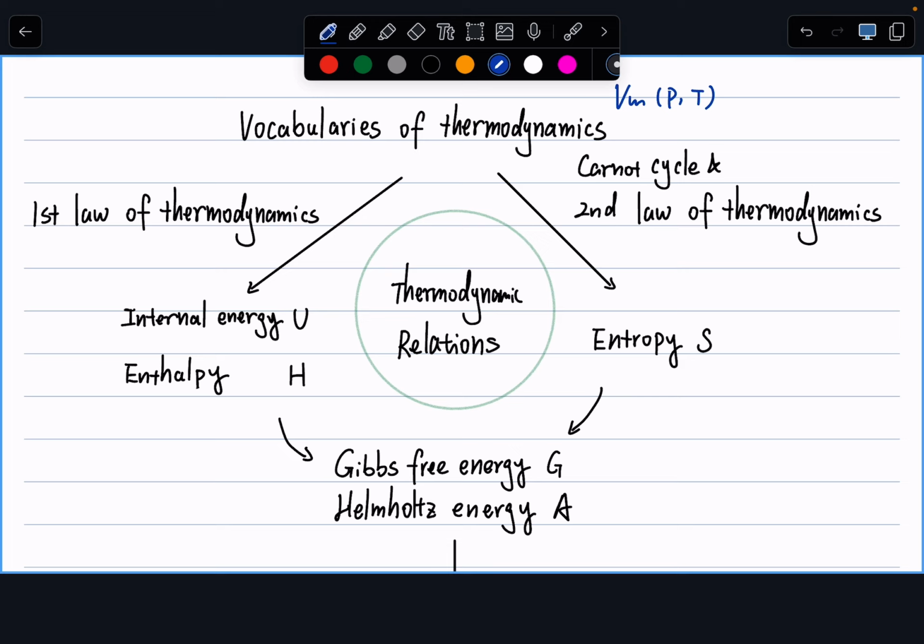What is the equation of state? It tells us the relationship of our macroscopic properties, right? Pressure, volume, temperature, and number of moles, and how they are connected to each other. So that's our chapter 1. That's what we call the vocabulary or foundations of thermodynamics.